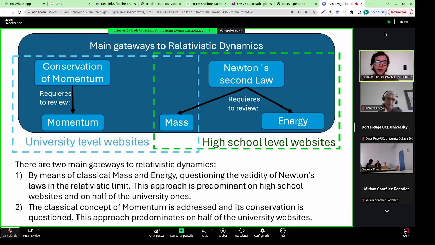We identify two main gateways to relativistic dynamics. The first one, as shown on the right side of the figure, is by means of classical mass and energy, questioning the validity of Newton's law in the relativistic limit. This approach is predominant on high school websites and on half of the university level. And the second gateway, as shown on the left side of the figure, is where the classical concept of momentum is addressed and its conservation is questioned. This approach predominates on half of the university websites.